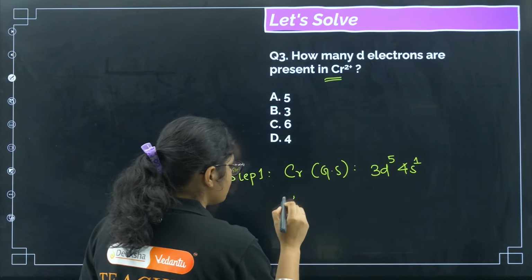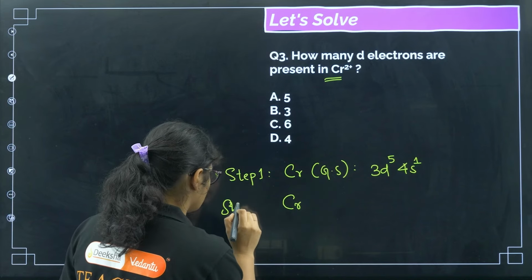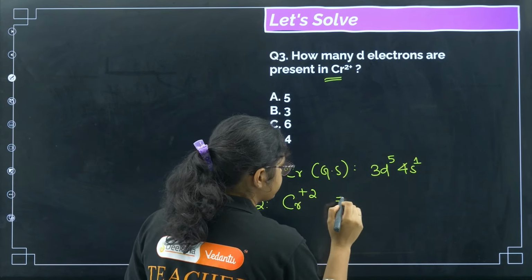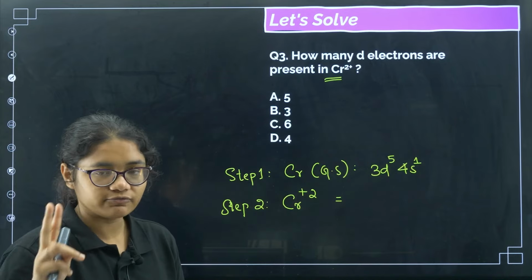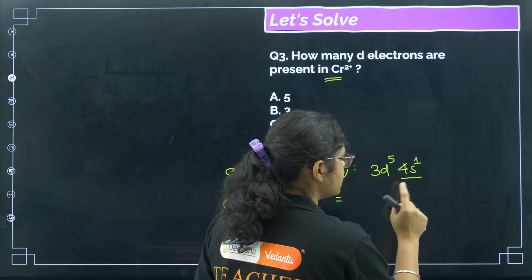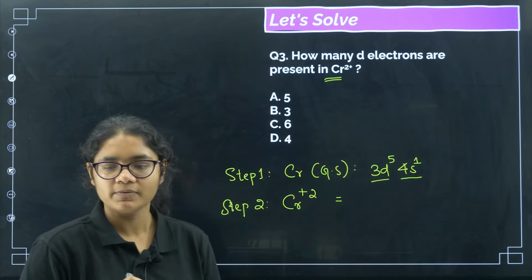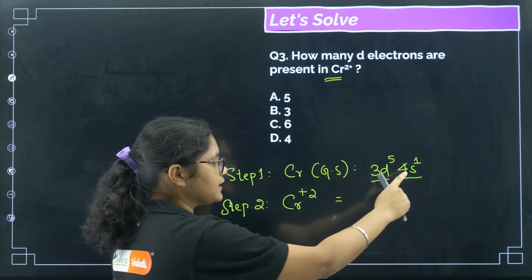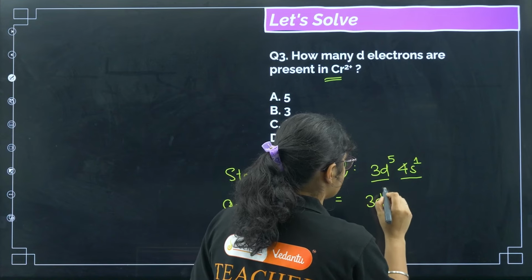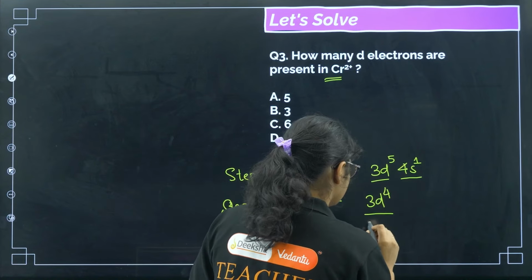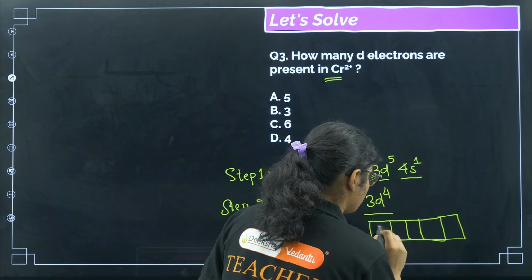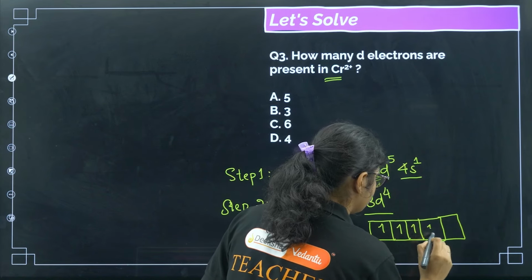Now step 2 is to write the electronic configuration of Cr2+. Cr2+ means you have to remove 2 electrons. The first electron will be removed from 4s and the next electron will be removed from 3d5. So I remove 1 electron from here, and I'll be left with 3d4. If I draw 3d4, it is like this: 1, 2, 3 and 4.